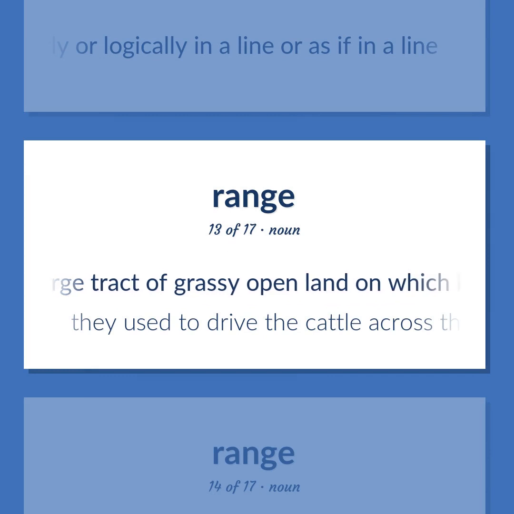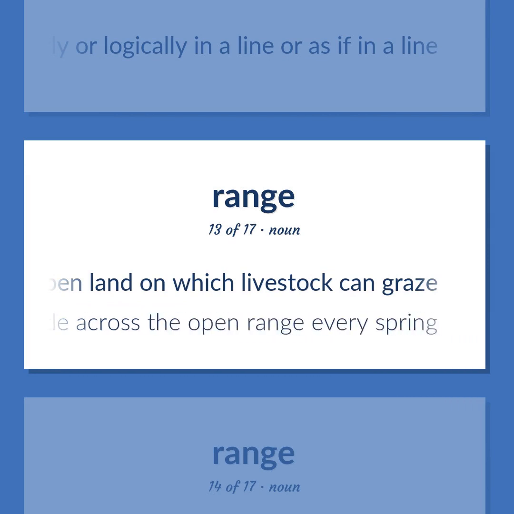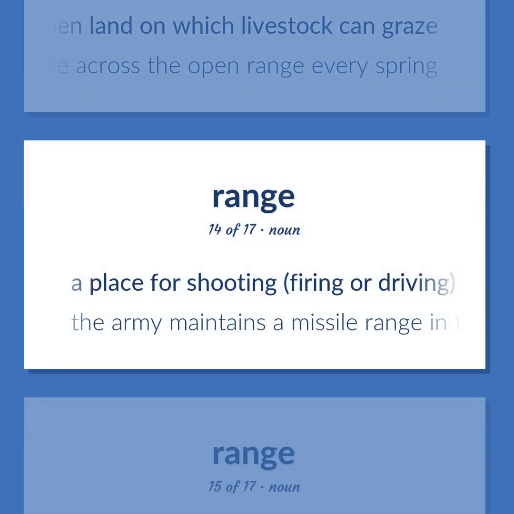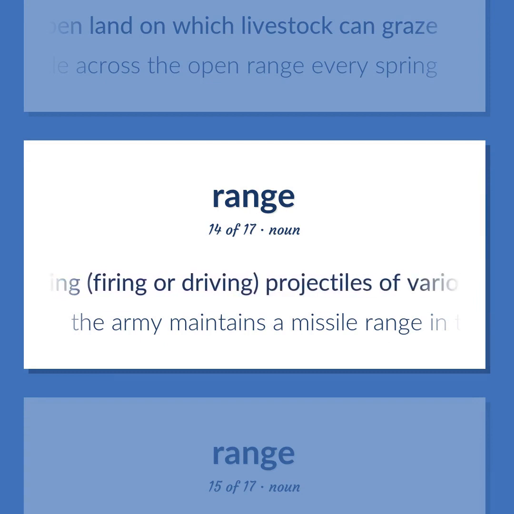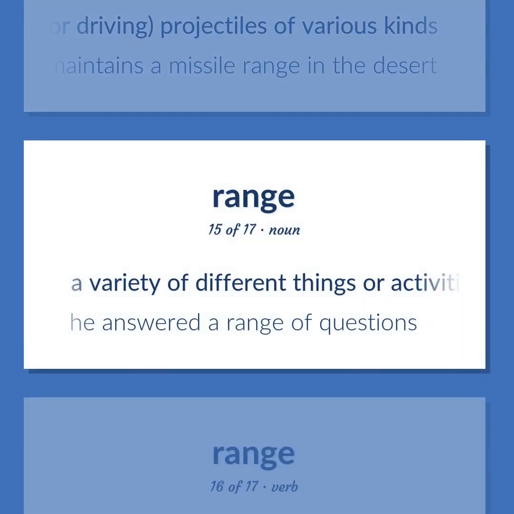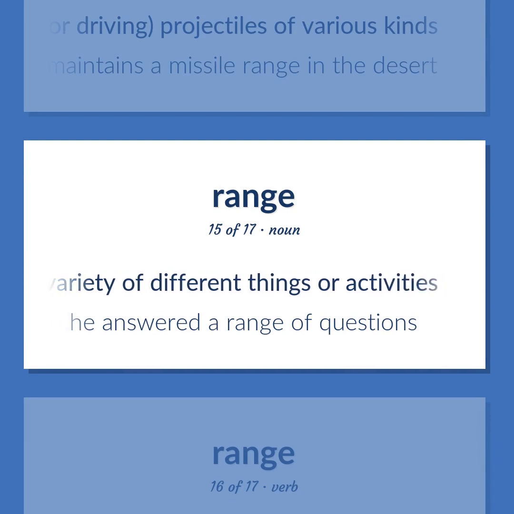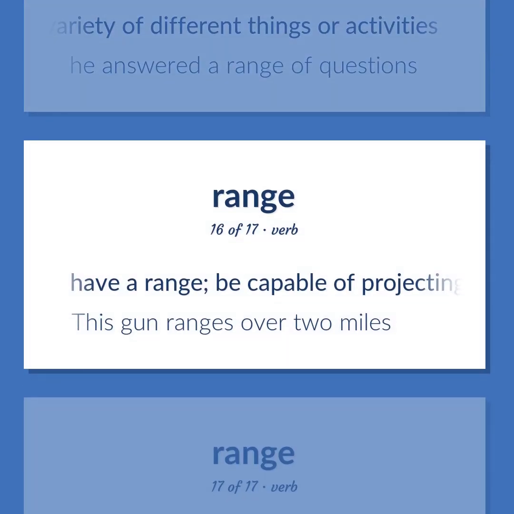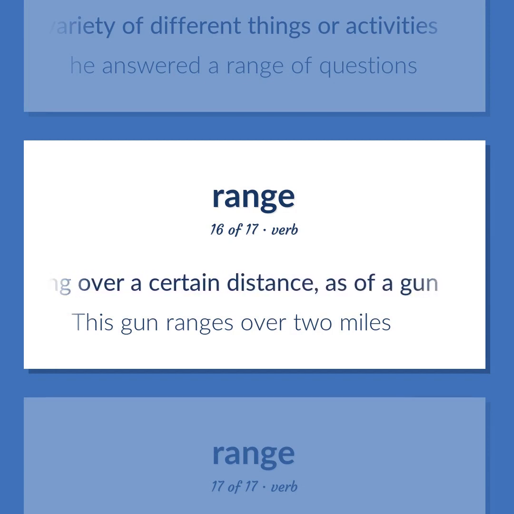A large tract of grassy open land on which livestock can graze. They used to drive the cattle across the open range every spring. A place for shooting, firing or driving projectiles of various kinds. The Army maintains a missile range in the desert. A variety of different things or activities. He answered a range of questions. Have a range. Be capable of projecting over a certain distance, as of a gun. This gun ranges over 2 miles.